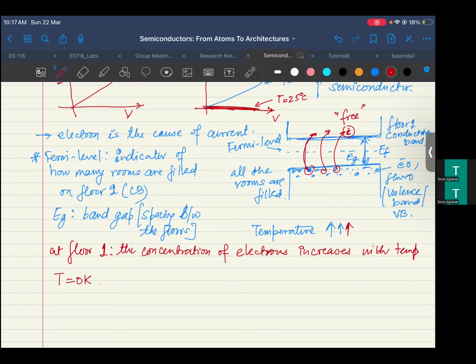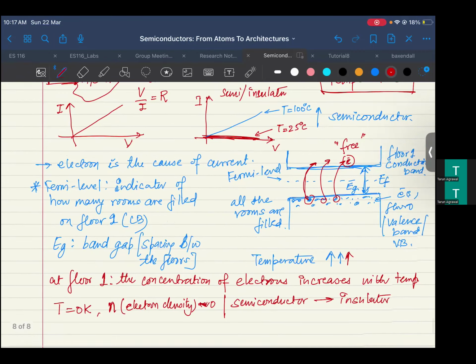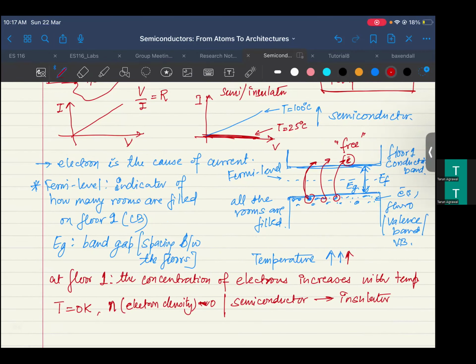So what we see is that these free electrons, which we know as N, some terminology, N is the density of electron, or electron density. You see, it's very close to zero, right? Because at 0 Kelvin, there is nothing, no energy in the system. And that is why the semiconductor would behave like an insulator. And that is the reason why we were seeing that for some temperatures, the semiconductor was not even showing any conductivity, and it was feeling like an insulator.